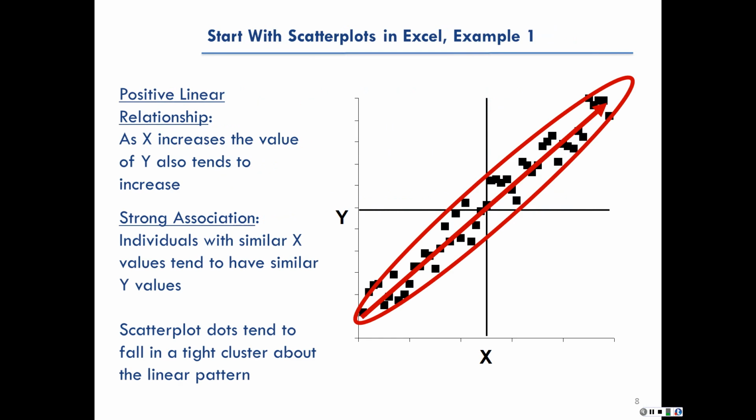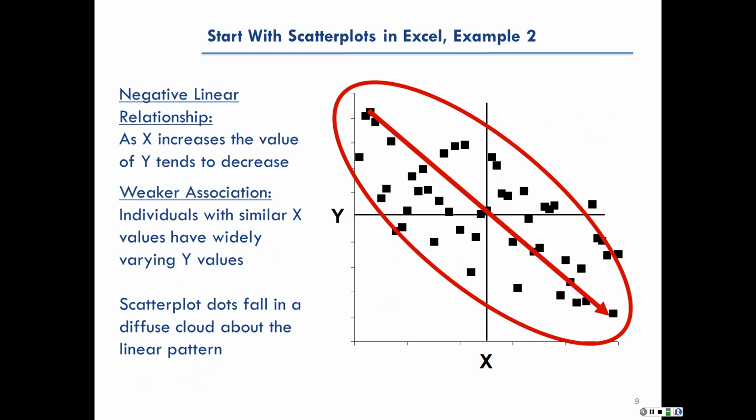So let's look at these scatter plots that we looked at previously in Module 10. Here you can see an example of a positive linear relationship, right? As x increases, the value of y also increases. This is a strong association. If we were to draw a line through the data, which would be our regression line, all the data points would be very close to that line in a tight cluster around it.